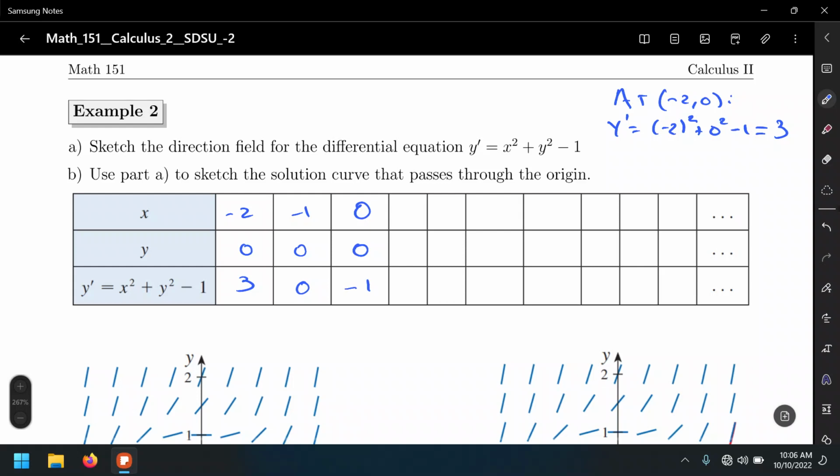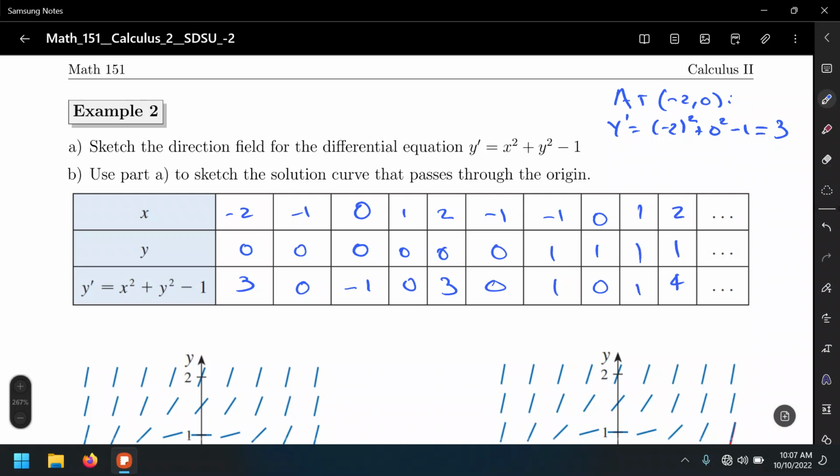And I'm going to fill in the table the same way the book has it. So instead of doing all these calculations, I will just give you the answers. And you can verify all these calculations. Just plug in the corresponding value of x and the corresponding value of y, and this is what you should obtain for the value of the slope.